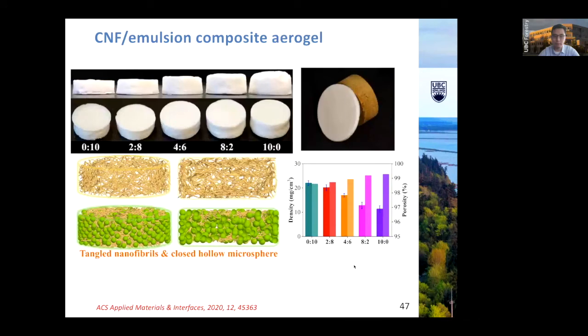So this one we can freeze dry. Basically, we have the all-fiber cellulose aerogel, which is shown here, and then we have the fiber aerogel entangled with microspheres. The density is about 20 to 10 milligrams per cubic centimeter, because this has better volume retention. The starting concentration is the same, but because of better volume retention, it has a lower density.